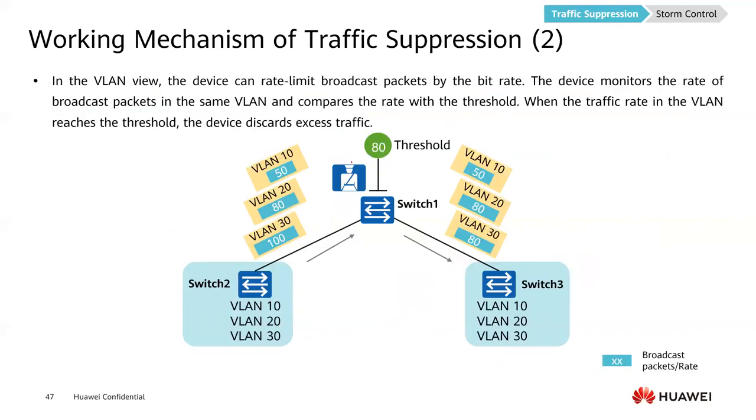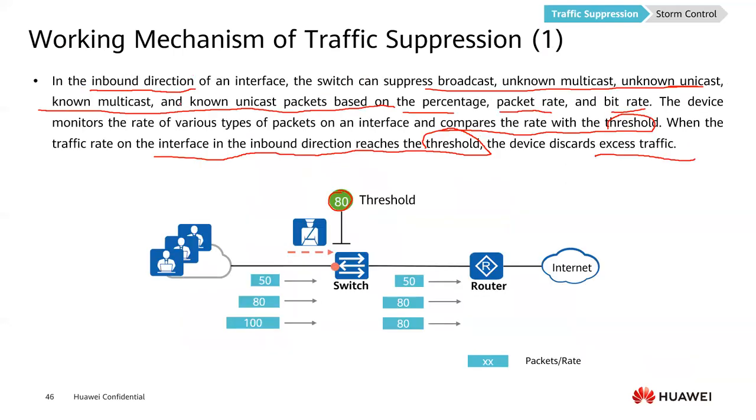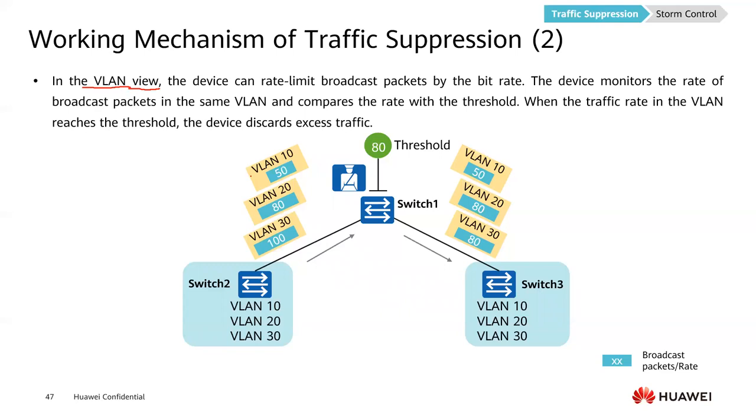And you can also do it within VLANs. What is different? The difference is the working scope. This one works for one interface, but that one works for the VLAN. It means for these switches, if traffic enters a VLAN, for example VLAN 10, you can set a maximum number for VLAN 10. If the packets exceed the number, the switch will drop the packets.